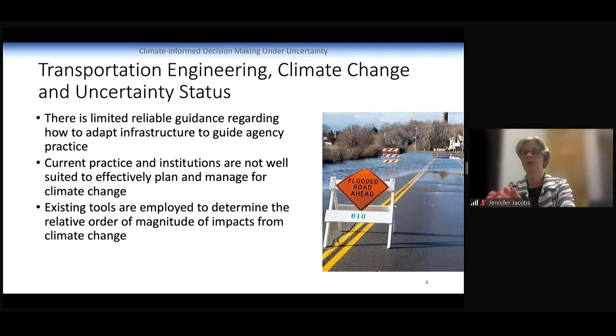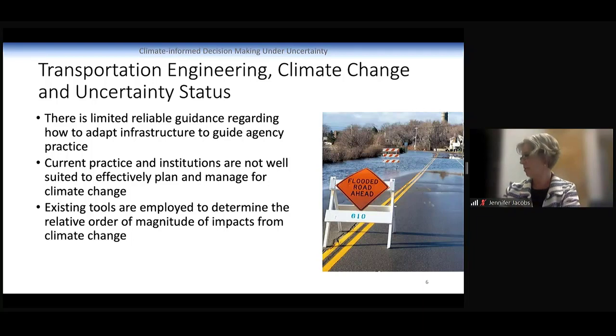All right, so where do we sit now? I was saying to someone over lunch, it's a little bleak right now in the transportation community. There's a lot of opportunities, but we are not including climate change in most of our engineering practice at this point in time. Very little. And partly is that there's limited reliable guidance for how to adapt infrastructure to guide agency practice. Current practice in institutions, not the design guidelines, but the institutions themselves. How does the State Department of Transportation work?